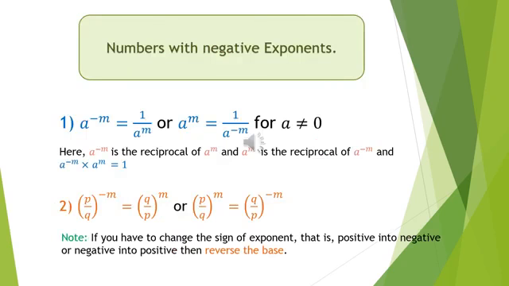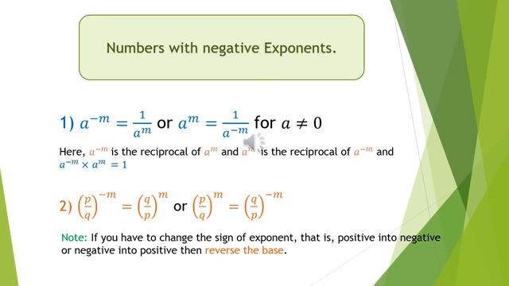Now we will see numbers with negative exponents. If we have a number that has a negative exponent, how can it be converted? For example, if I have a raised to the power minus m, then it can be written as 1 upon a raised to the power m. It will go in division. Or a raised to the power m can be written as 1 upon a raised to the power minus m. And here a should not be equal to 0.